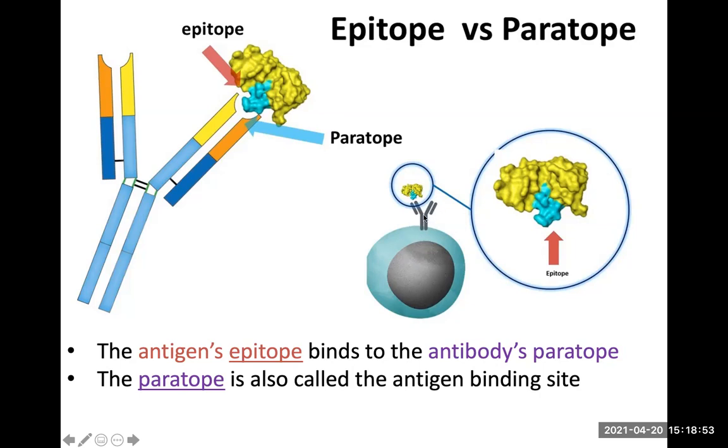But this has a receptor that is an antibody, in fact, but it's bound into the membrane and it's binding to antigen, and then we see it up more closely here. So the antigen's epitope binds to the antibody's paratope. That's correct. And the paratope sometimes is also referred to as the antigen binding site, because it's exactly what it is. It's the site where antigen binds.